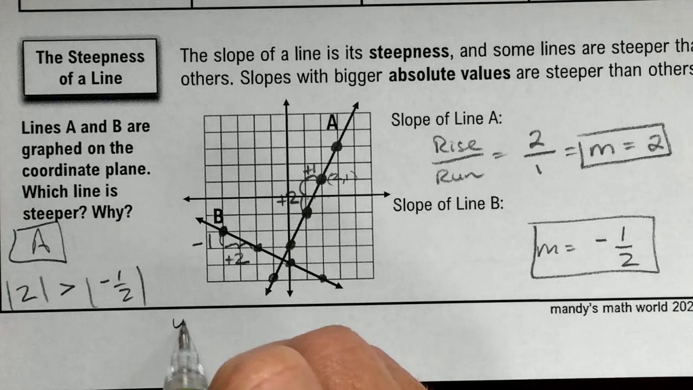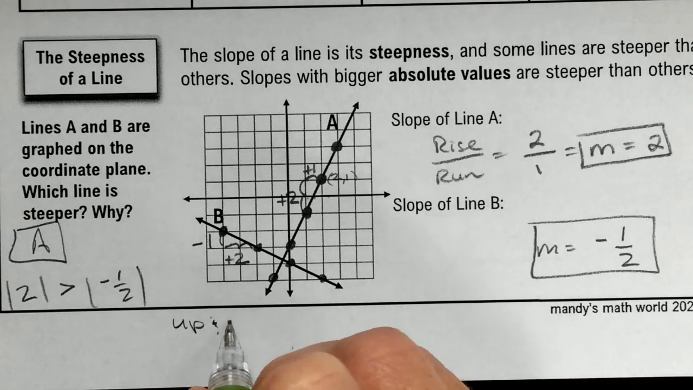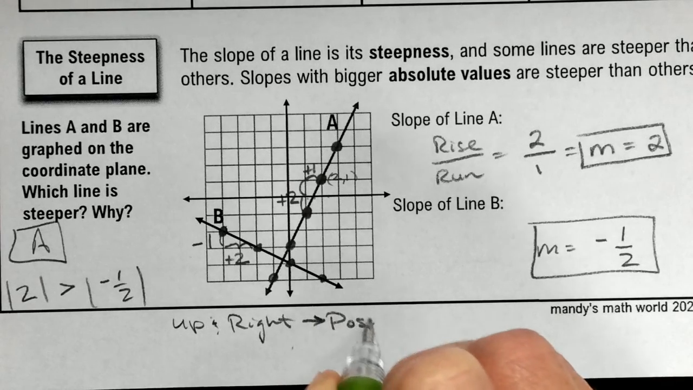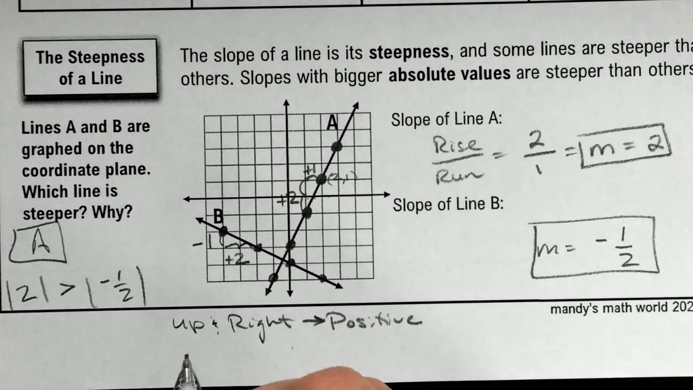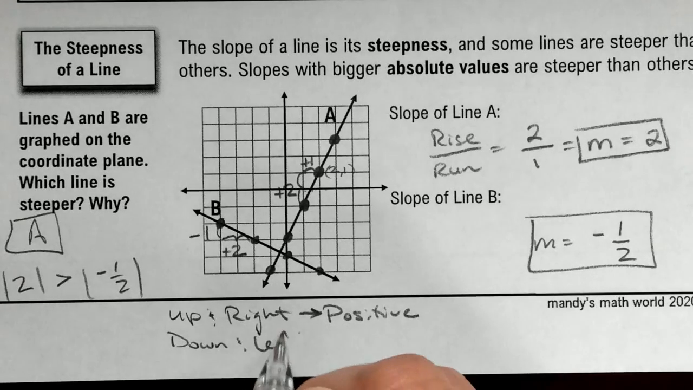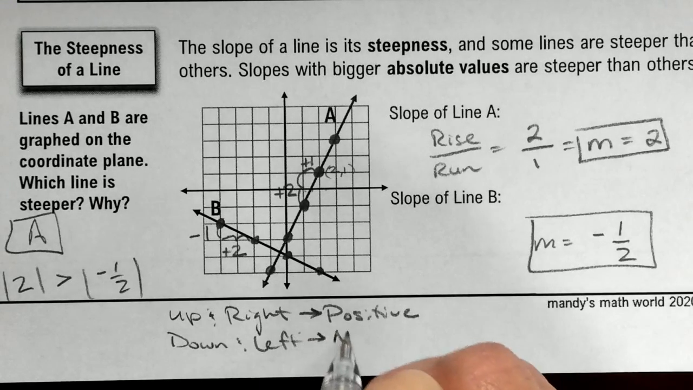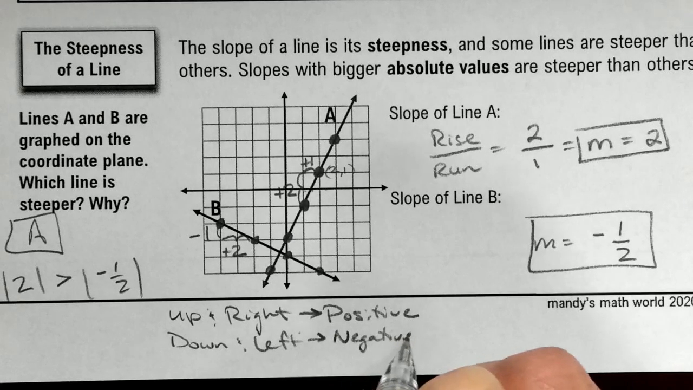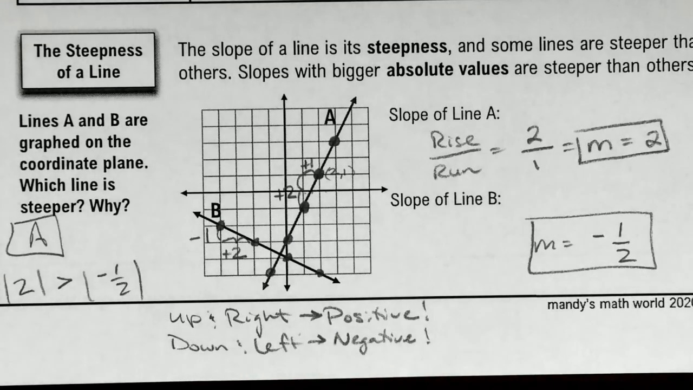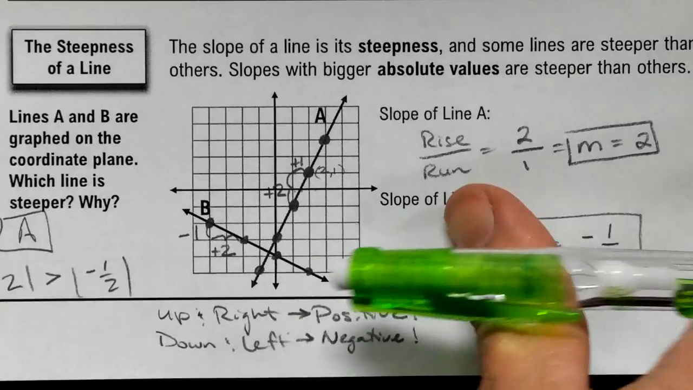Okay, so again, we're looking at the graph. If we're going up and to the right, that's a positive graph. If we're going down and to the left, that's a negative graph. Always, always, always. All right, let's look at some examples.